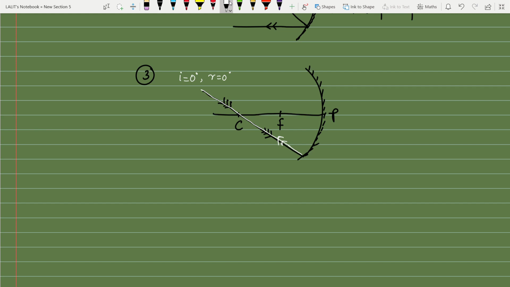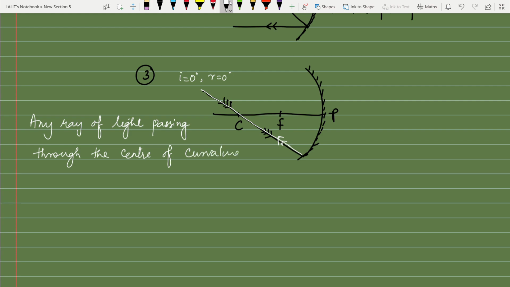So any ray of light, the third rule says, any ray of light passing through the center of curvature reflects back. So this is the rule number 3. Okay, so let us come to rule number 4. What is rule number 4?